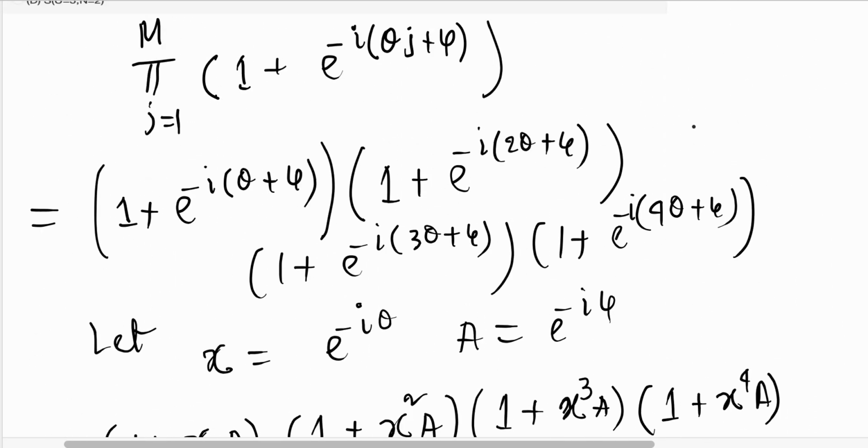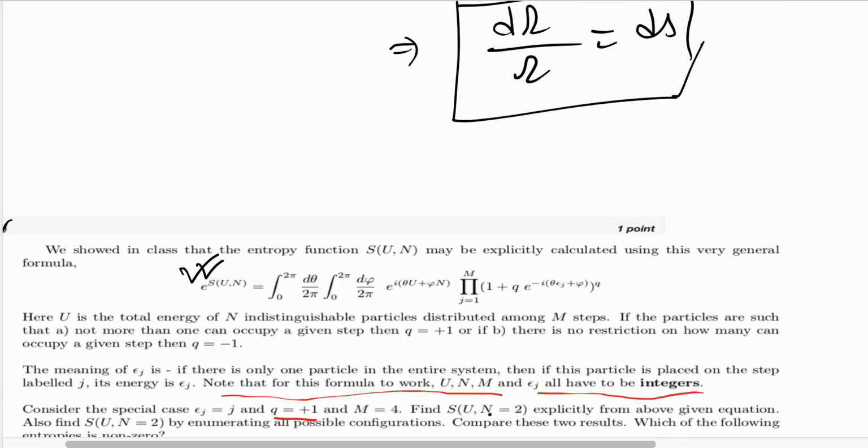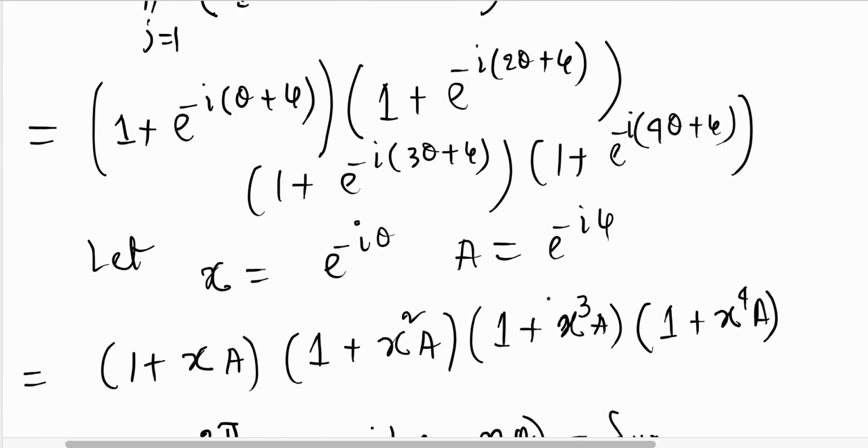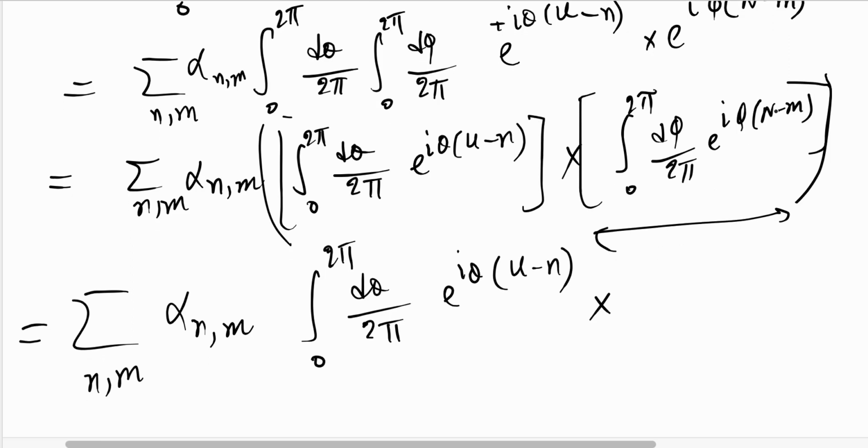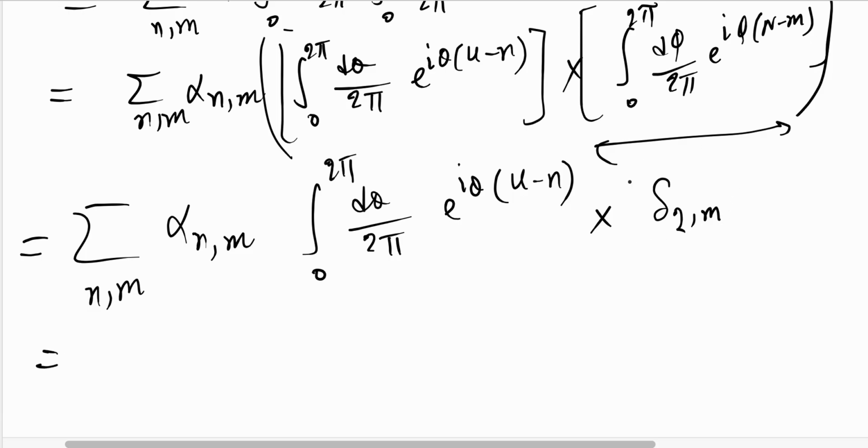And what is my total number of particles here? Total number of particles is n equal to 2, right? So if I put n equal to 2 there, that will actually give me the Kronecker delta n m. Delta 2m actually means if my m is equal to 2, then this delta function becomes 1, and for all other cases it becomes 0.